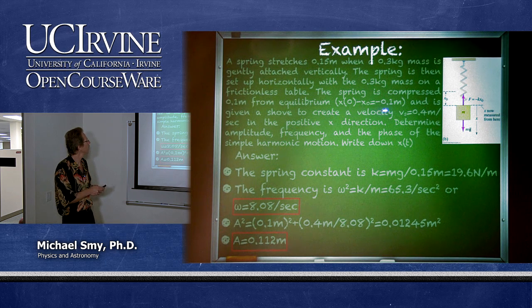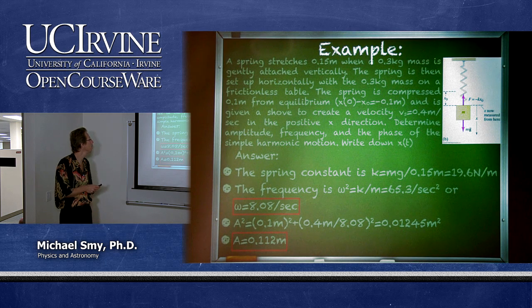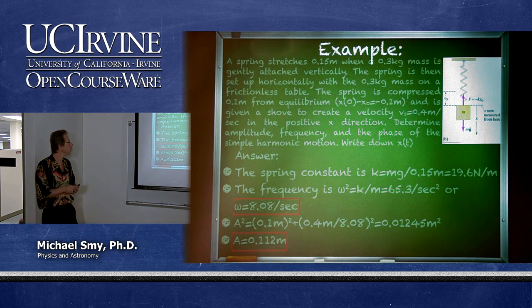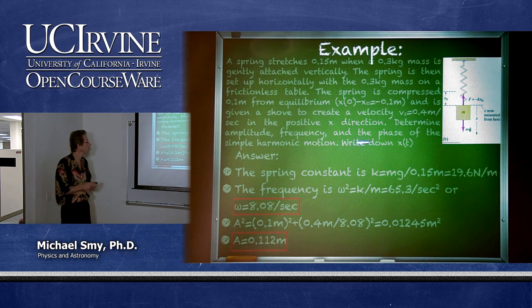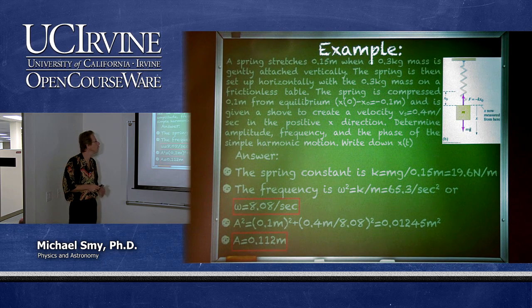Now, the spring is first compressed by 0.1 meters from equilibrium, and that means x of 0 minus x naught is minus 0.1 meters. And in addition, it is given a shove to create a velocity at time equals 0, or a v of 0 of 0.4 meters per second in the positive x direction. Now we are going to determine the amplitude, frequency, and the phase of the simple harmonic motion.